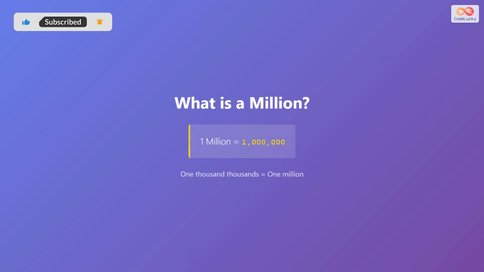A million is 1,000,000. Written as a number, 1 million is 1,000,000. In simpler terms, if you count 1,000 and then count 1,000 of those thousands, you get 1 million.